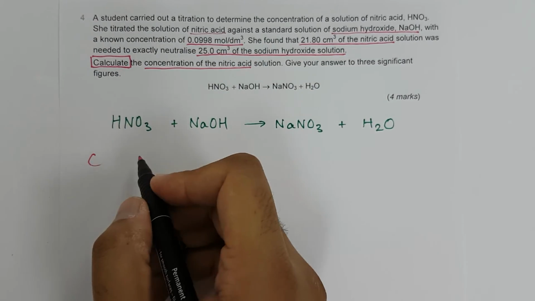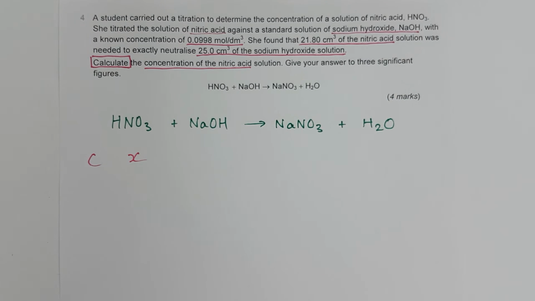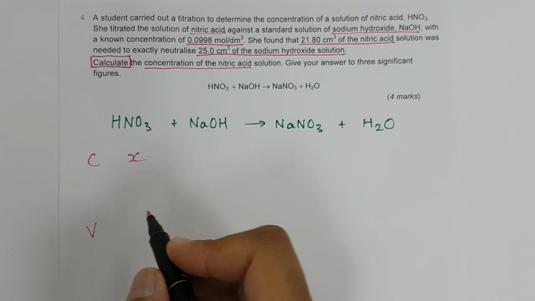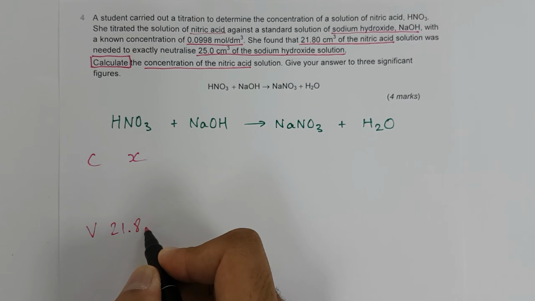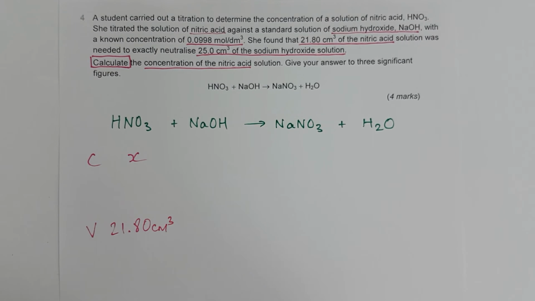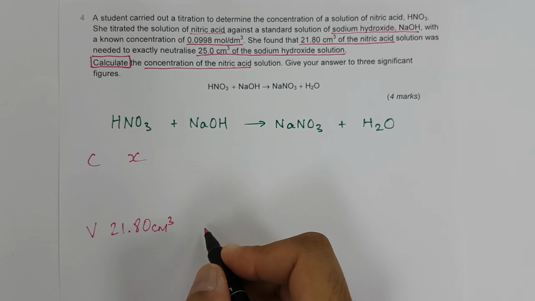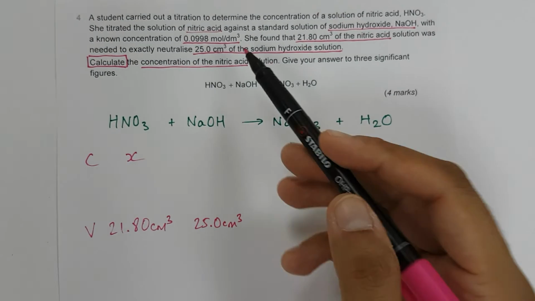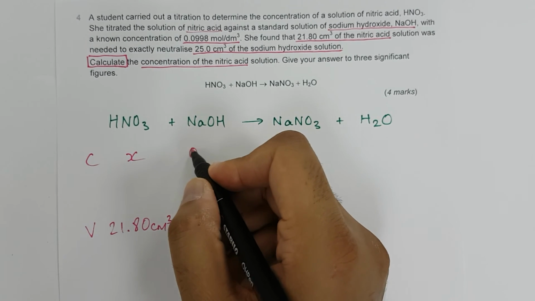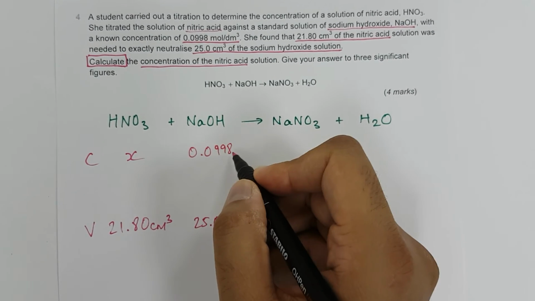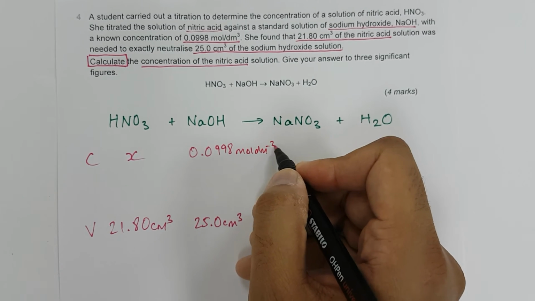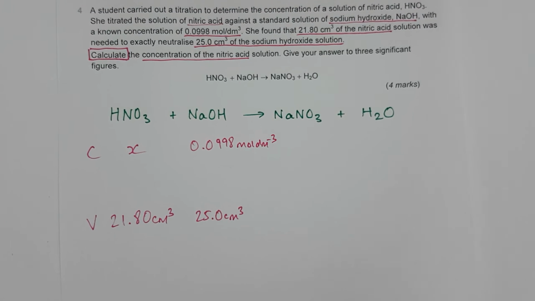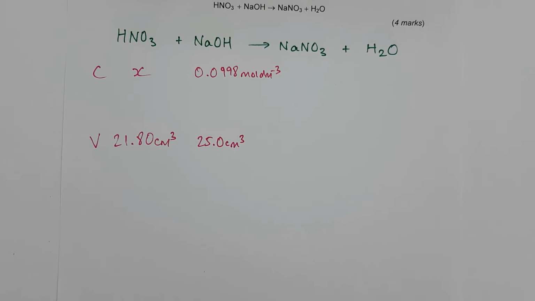So just to be clear, we need to work out the concentration of nitric acid. And we've been given a volume, which is 21.8 centimeters cubed of nitric acid and 25 centimeters cubed of sodium hydroxide. If we pull out the information, we've also been given a concentration of 0.0998 moles per dm cubed of the sodium hydroxide. Now the answer needs to be expressed to three significant figures. I'll just move that up for a moment.